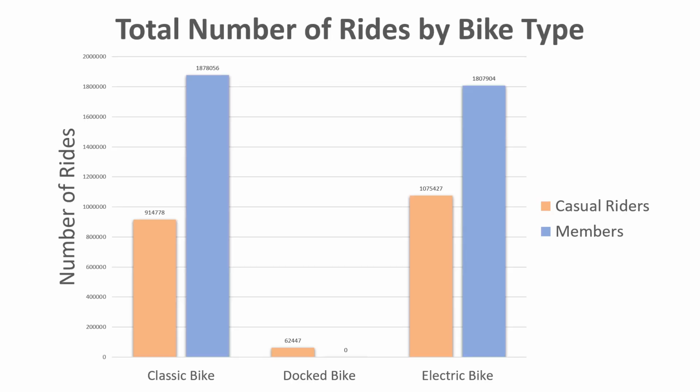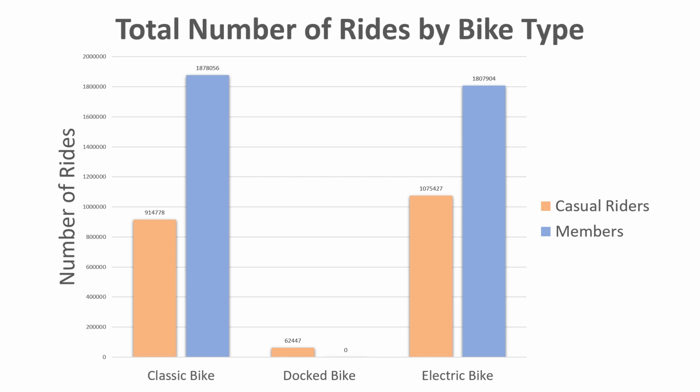Our final visualization shows which type of bike the riders prefer. The annual members have had slightly more rides with the classic bike than they have had with the electric bike. Casual riders have had more of their rides on the electric bike. A very small portion of casual riders used the docked bike this past year, whereas 0 members used a docked bike this past year.